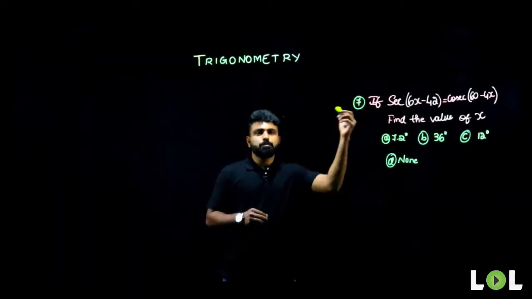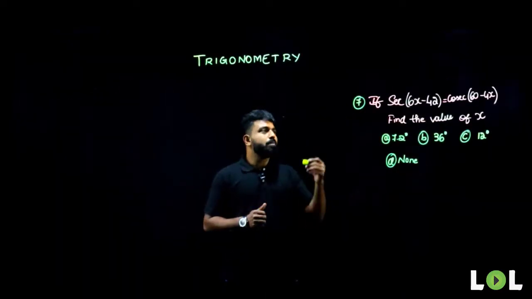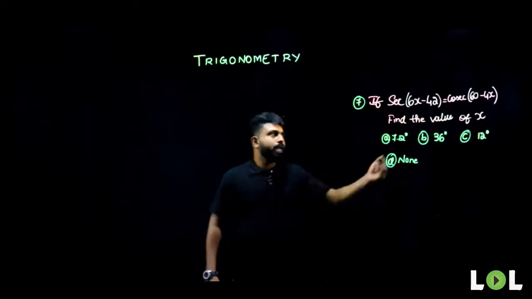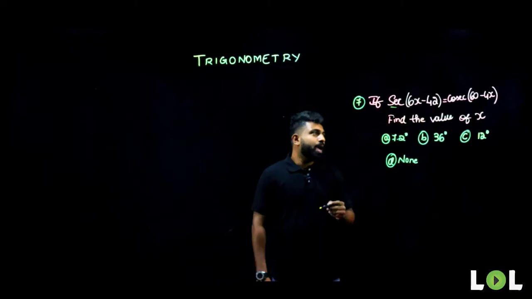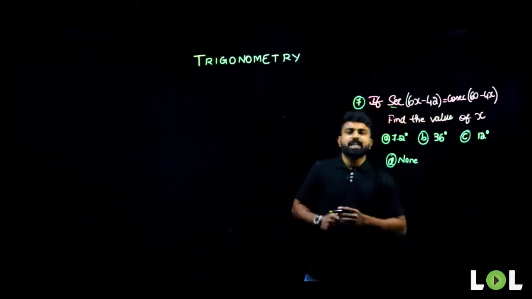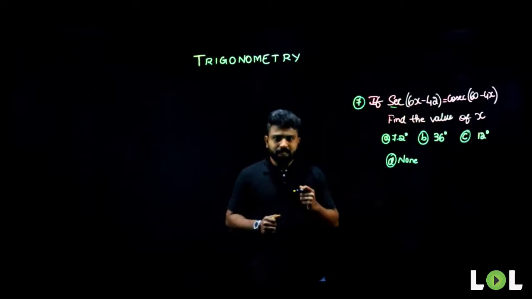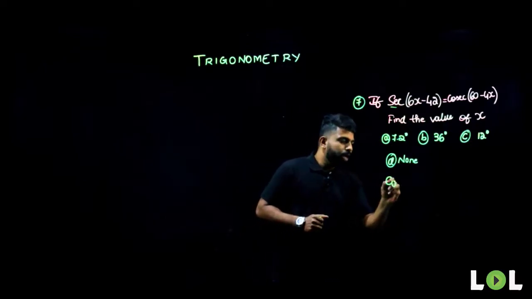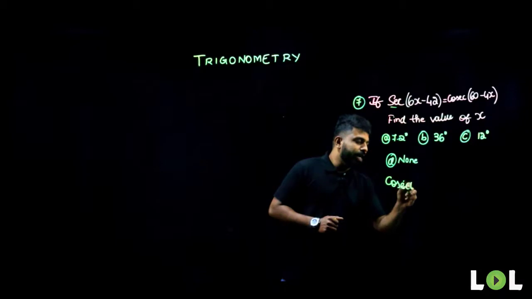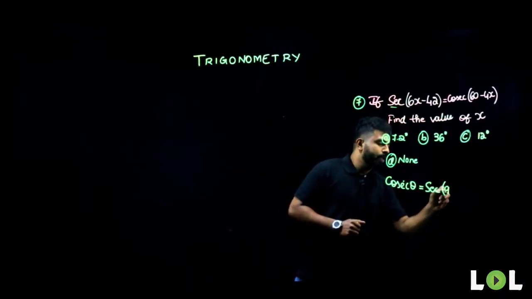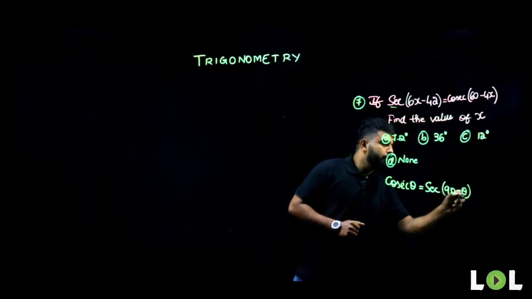Now let us look at our next problem here. The next problem is very similar to the previous problem. So what do we need to do? On our left hand side we have secant and on our right hand side we have cosecant. So we need to convert cosecant into secant. How do we do that? I can write cosecant theta as secant of 90 minus theta as well.